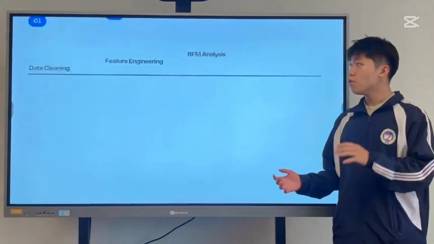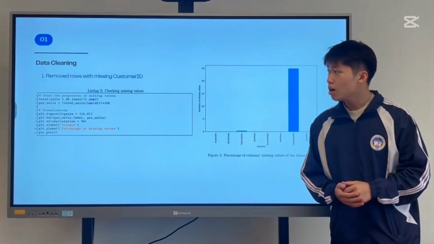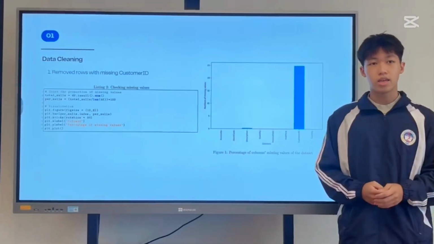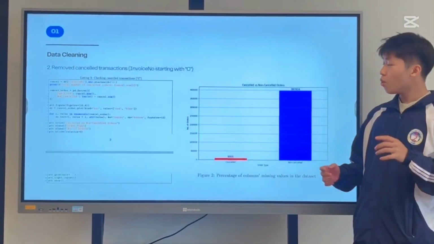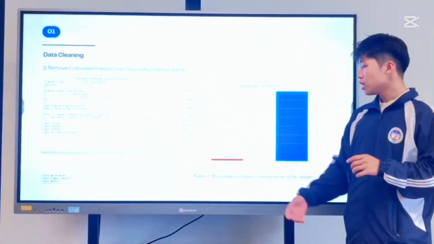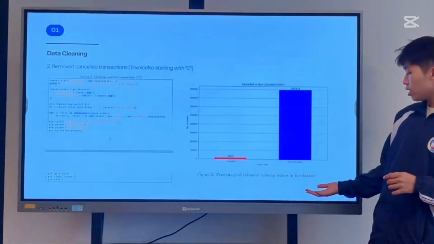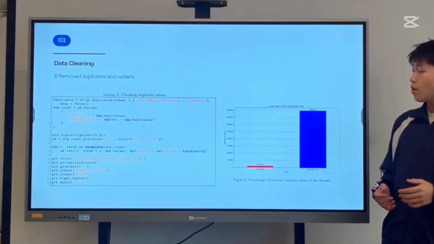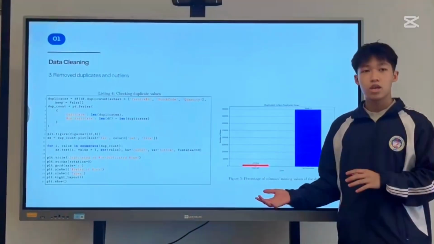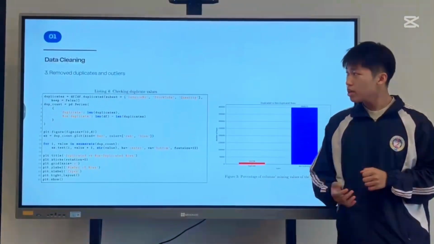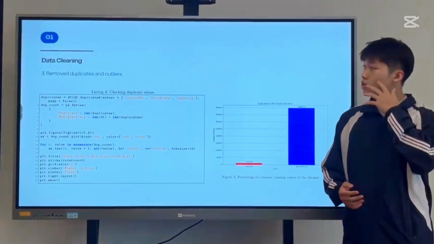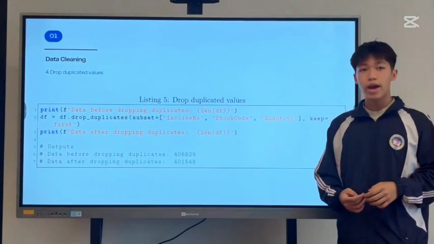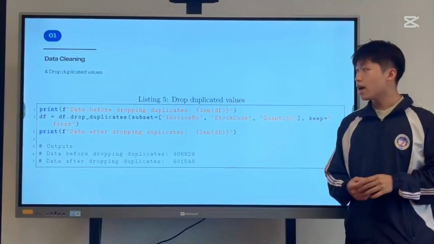First of all, we removed the missing values, about 130,000 rows. Secondly, we excluded cancelled transactions where the invoice number starts with the letter C. You see here the percentage of missing values per column in the dataset. And finally, we dropped all duplicate and outlier rows. After this process, we have approximately 392,000 valid transactions. We then created the total price, which equals quantity multiplied by unit price.